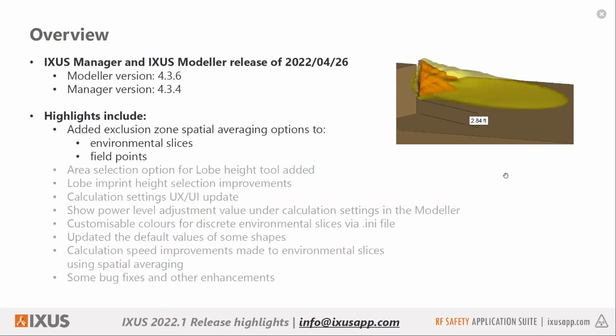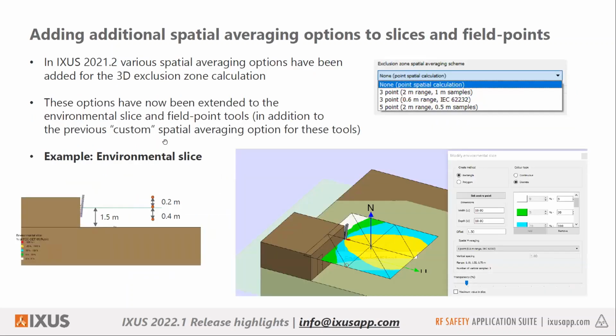Okay, so firstly, I'm going to go through these features, some of which will be in the slides and others I will demo in the modeler. So the first one is exclusion zone: how we've pulled through the exclusion zone spatial averaging options to the environmental slice and also the field point. So I'm going to focus on the environmental slice here, but the field point works exactly the same.